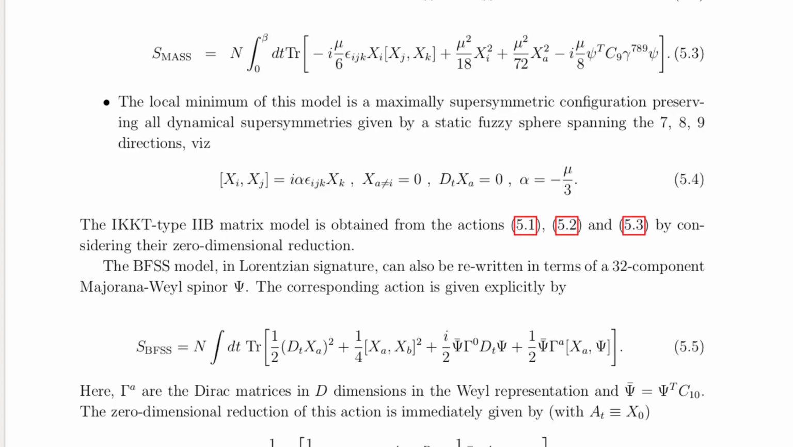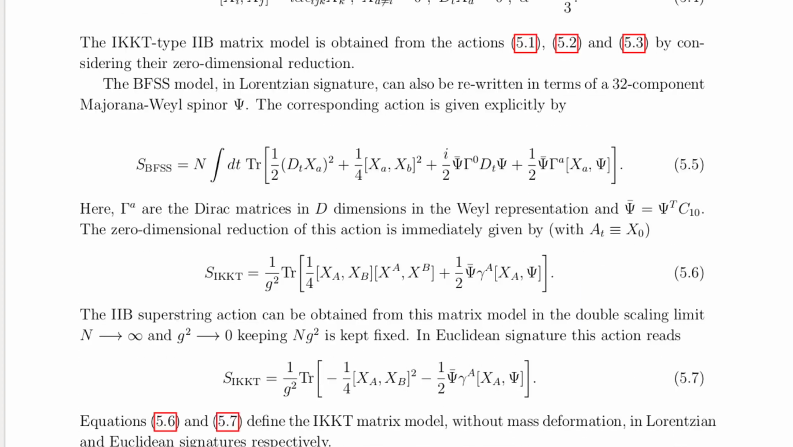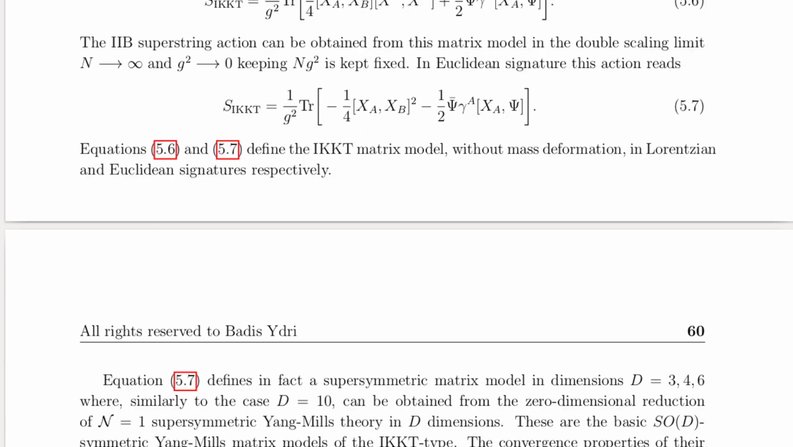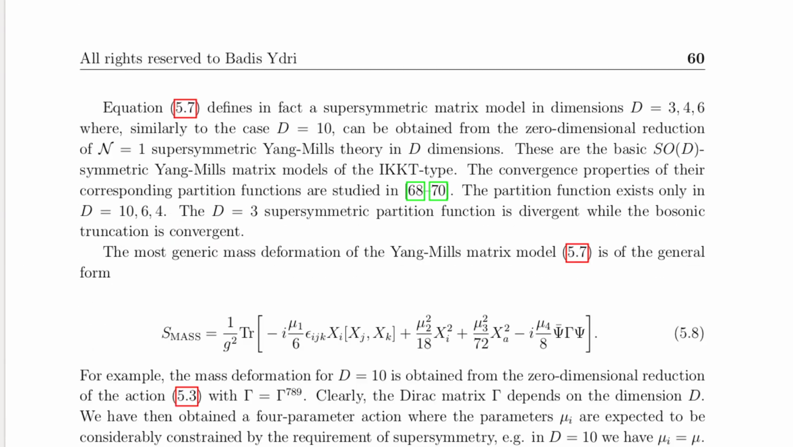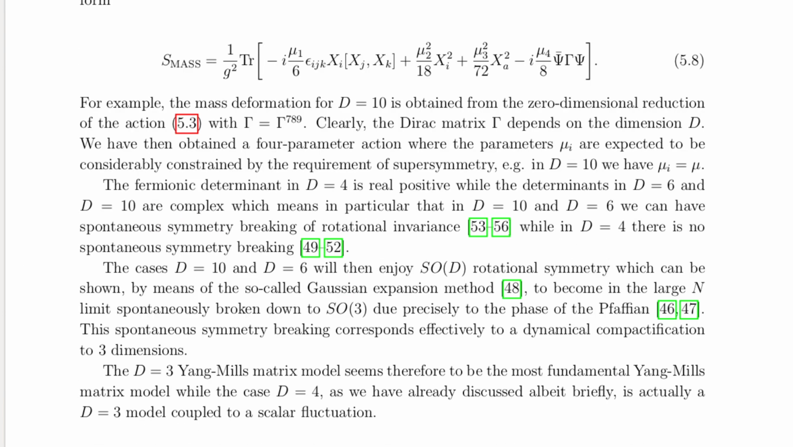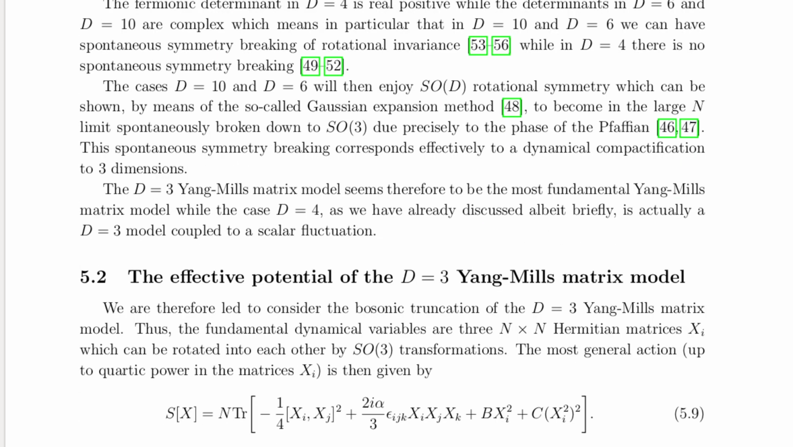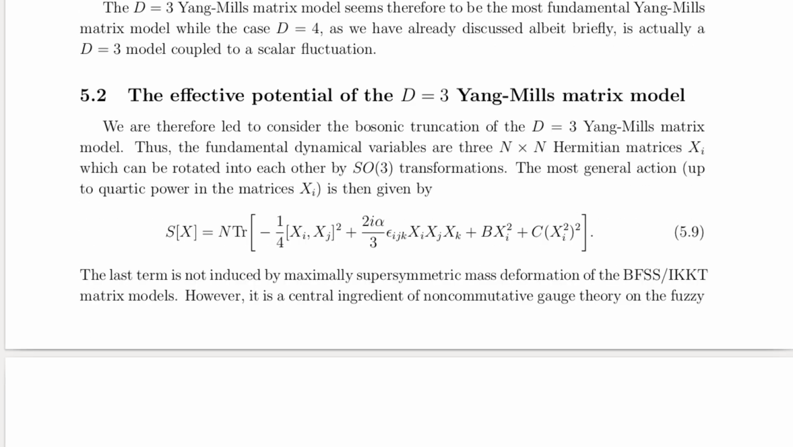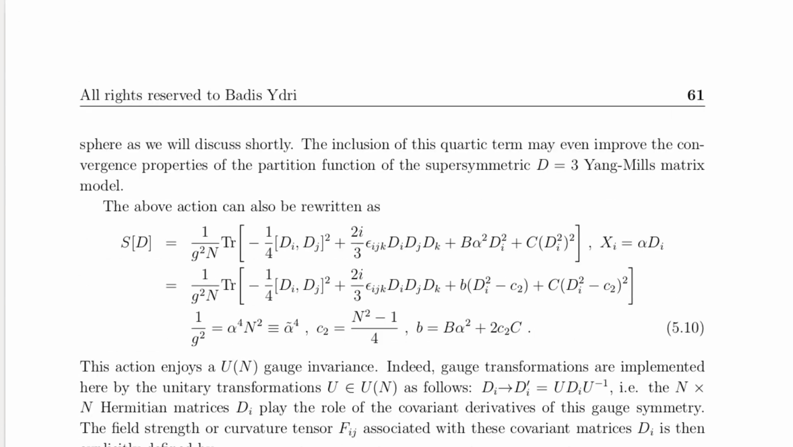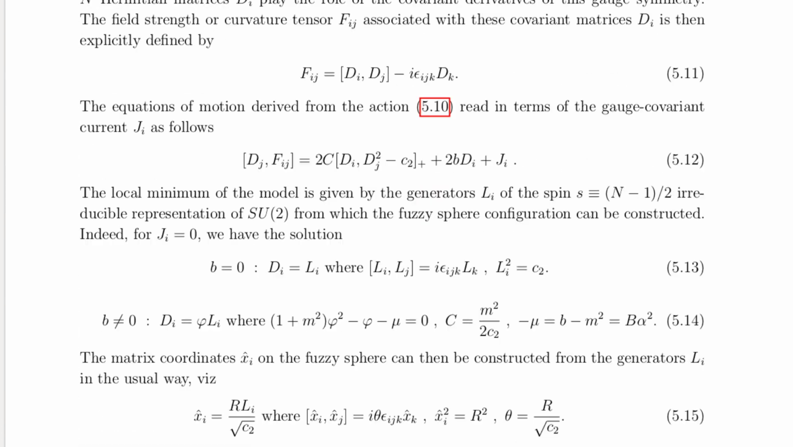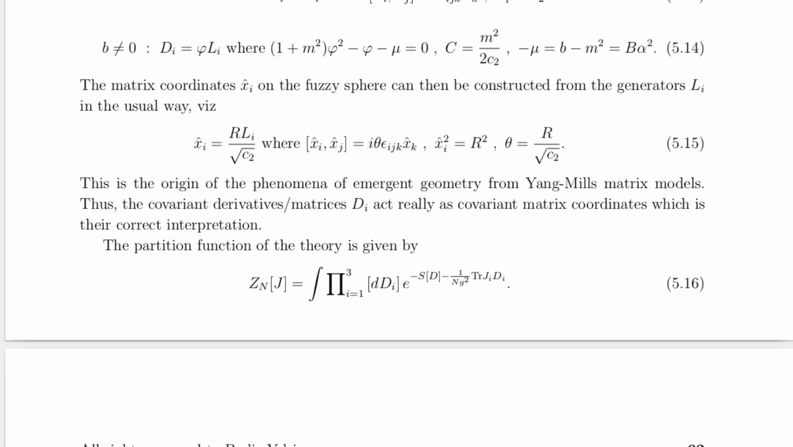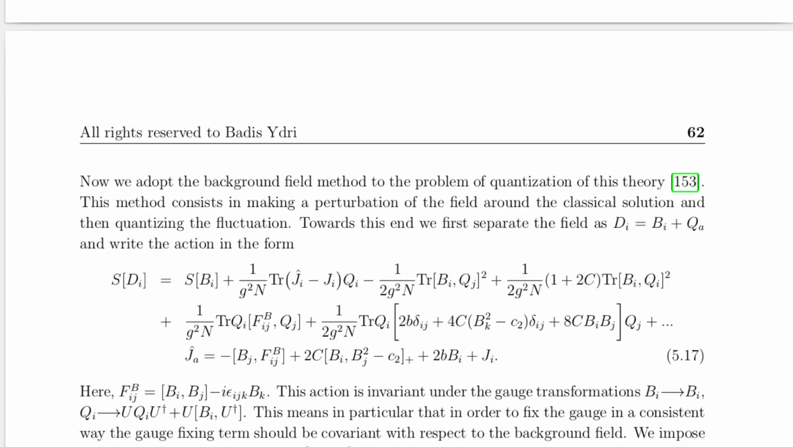We can now explain the concept of emergent geometry from Yang-Mills matrix models. In Yang-Mills matrix models, emergent geometry is observed as a kind of phase transition. Think of it like water freezing into ice. Just as water molecules rearrange into a structured lattice at lower temperatures, Yang-Mills matrix models can transition into an ordered phase where a coherent geometry emerges.